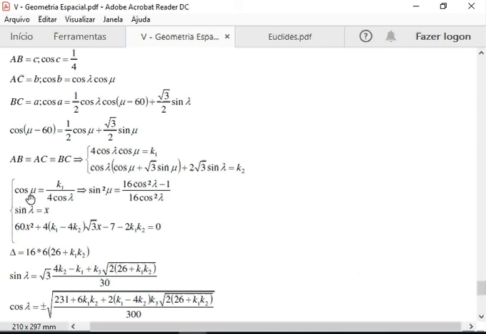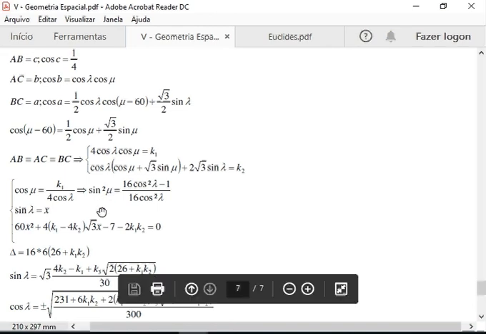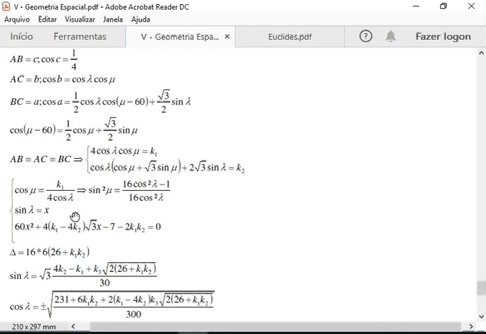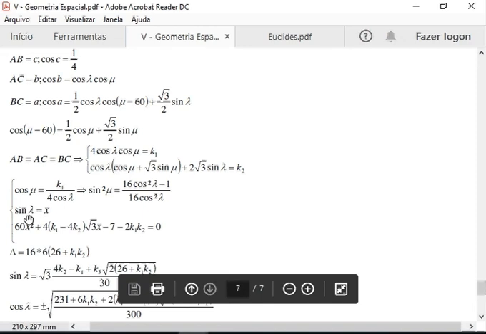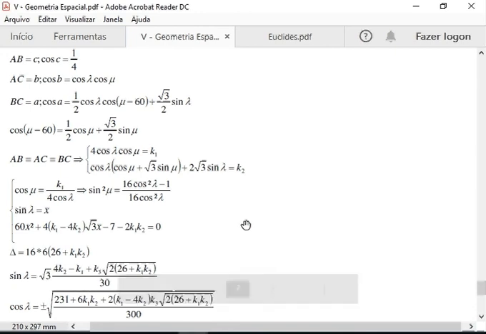Who is mu? The cosine of mu is K1 over 4 cos lambda. The cosine squared is 1 minus sine squared. Sine squared is equal to that thing. Now, we let x be sin of lambda. And that equation 2 will become 60 x squared plus c x plus d equals 0. It's a second degree polynomial equation.